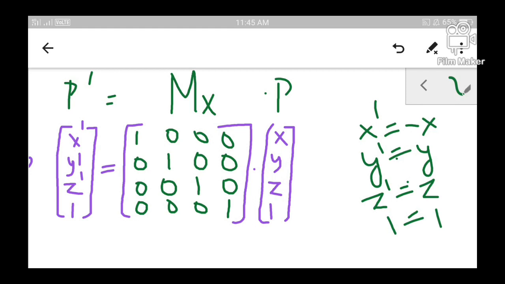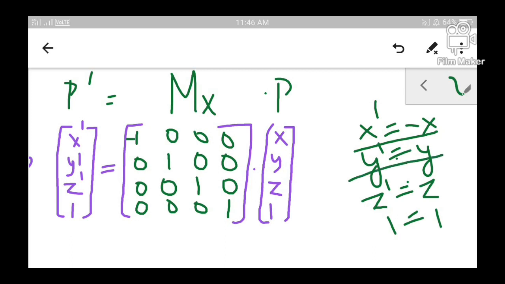So here when I try to multiply the first row with the column matrix, the equation which I get is x dash equal to x. But what do I need? I need x dash equal to minus x. So to get minus x, x should be multiplied by minus 1. So instead of 1, I am putting a minus over here. There is no other change. Now let us multiply. Minus 1 into x plus 0 into y plus 0 into z plus 0 into 1. What is the result? You will get x dash equal to minus x.